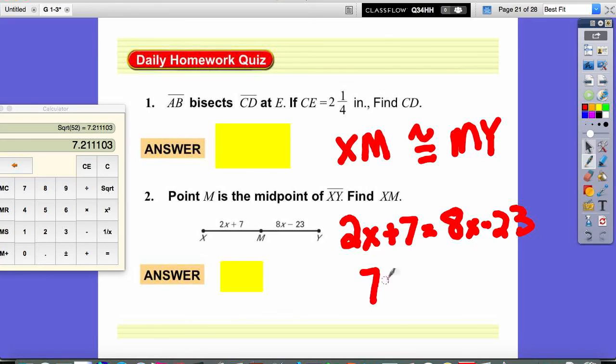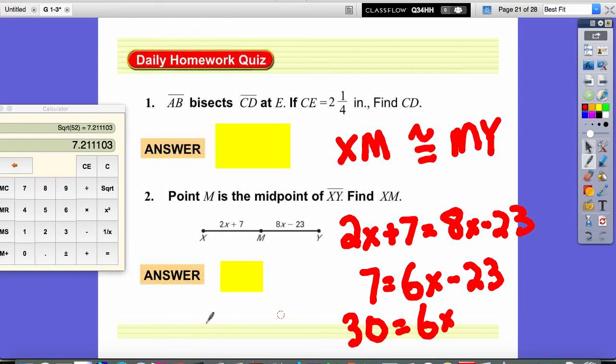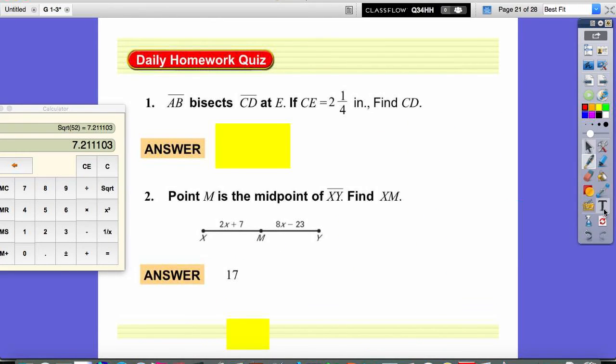So I'm going to subtract 2x from both sides. I get 7 equals 6x minus 23. I'm going to add 23 to both sides. I get 30 equals 6x. So x equals 5. But I don't want the value of x. I want the length of XM. So I'm going to substitute 5 back in for x. 2 times 5 is 10, plus 7 is 17. If I wanted to check my work, 8 times 5 is 40, and 40 minus 23 is 17. So I know that they both work.